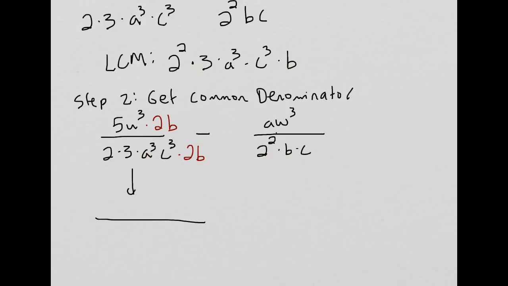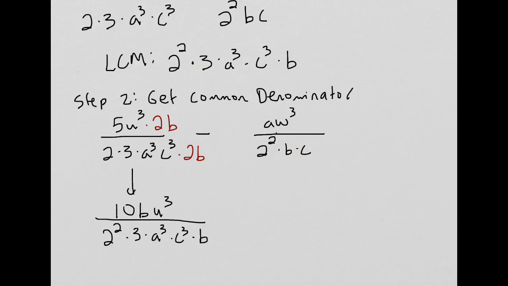Well, on the bottom, I'm going to have 2 squared times 3 times a to the third times c to the third times b, and that again matches my least common denominator, so I know I've met my goal. On the top, if I multiply those two terms together, I'm going to end up with 5 times 2 is 10, and then I like to put my variables generally in alphabetical order, although I didn't do that on the bottom. So I'm going to have b times u to the third on top.